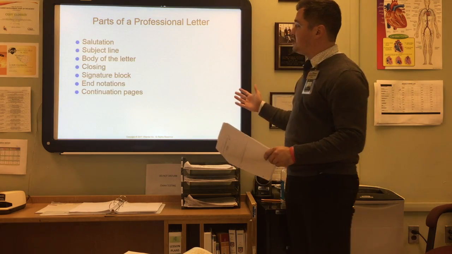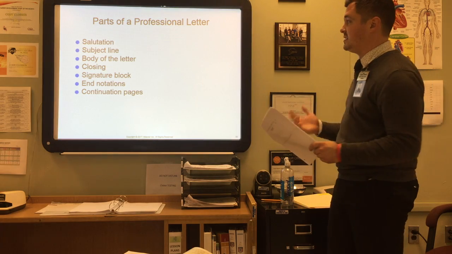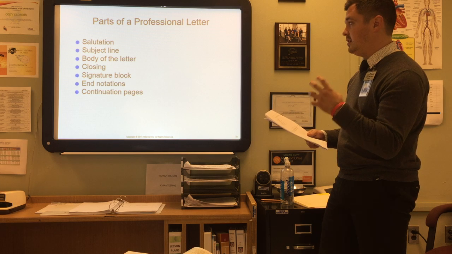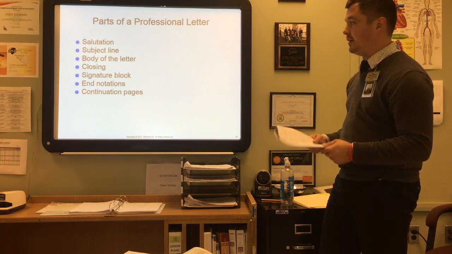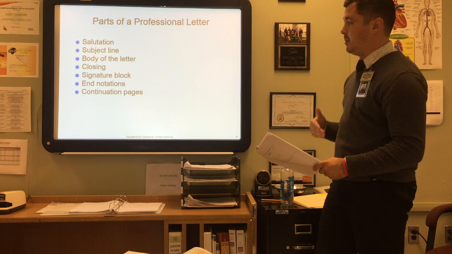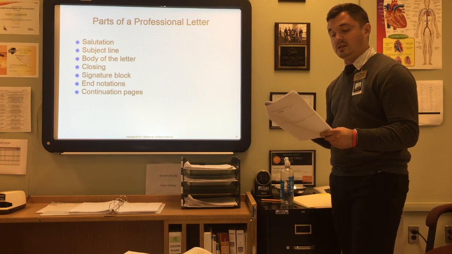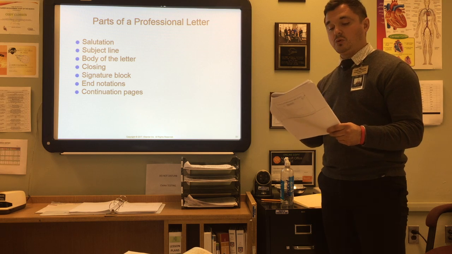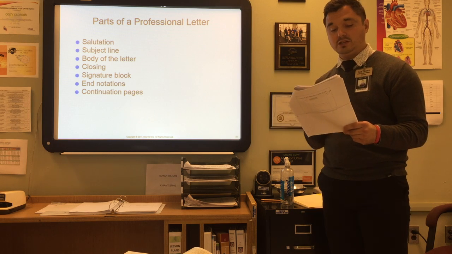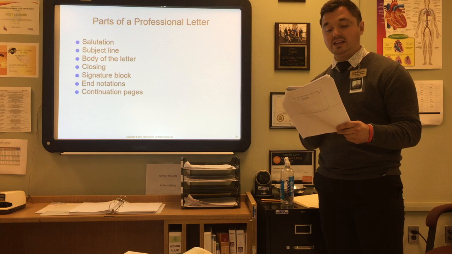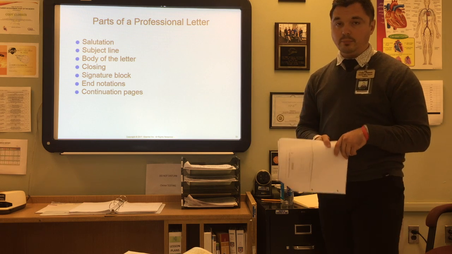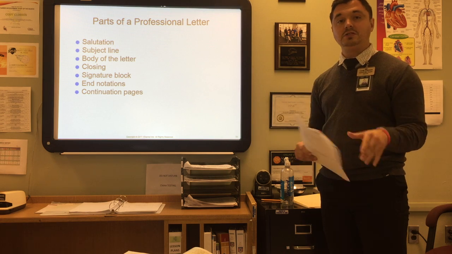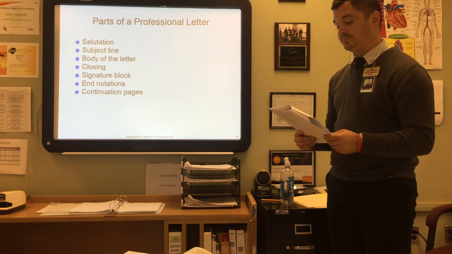So then you have salutations, which is like Dear John or Dear Mrs. Smith. Your subject line, your body of your letter, that's really the core of the whole purpose of the letter. You have your closing, your signature block, your annotation, and your continuation pages. If you have a letter that requires more than 1 page, the subsequent pages or the pages that follow the first page should be on paper that matches the letter but does not have the letterhead printing. So you only want to use your clinic's letterhead on the front page. All the pages after that can be on regular paper.